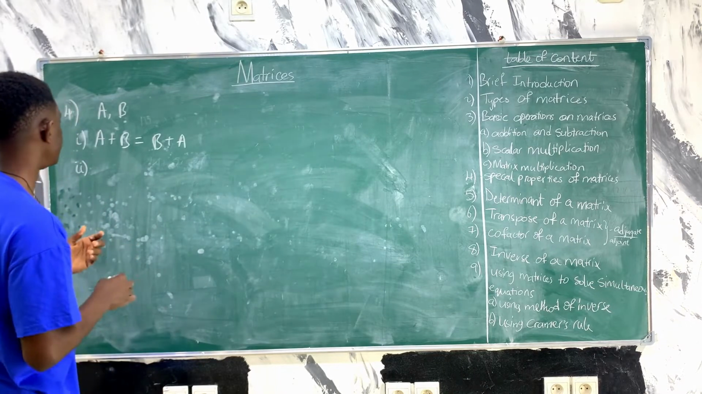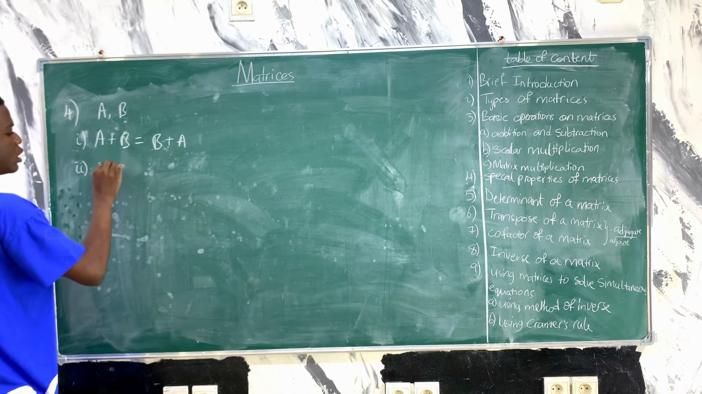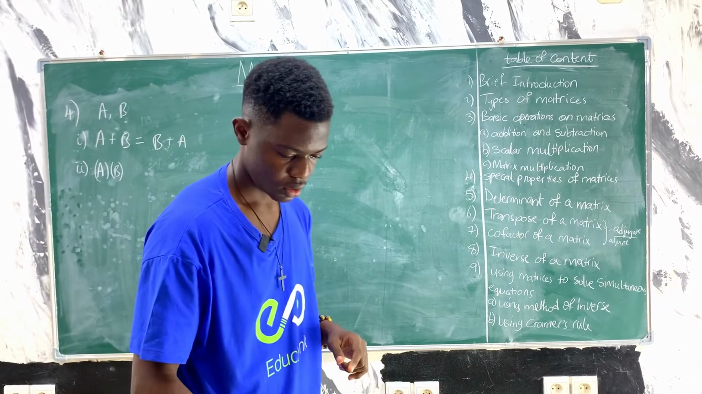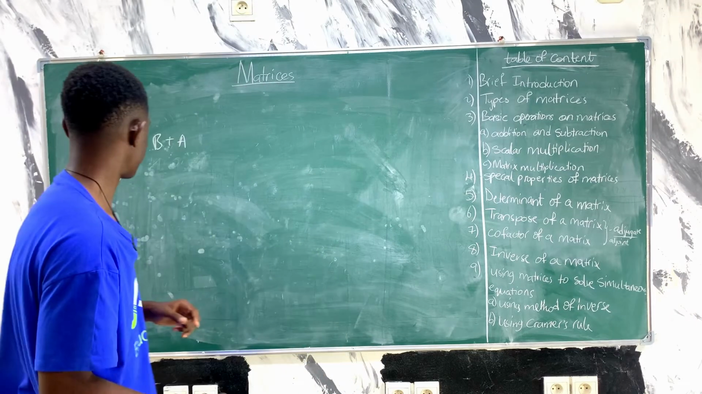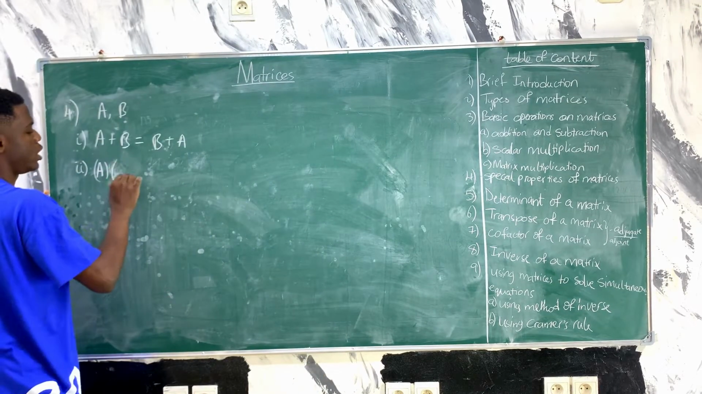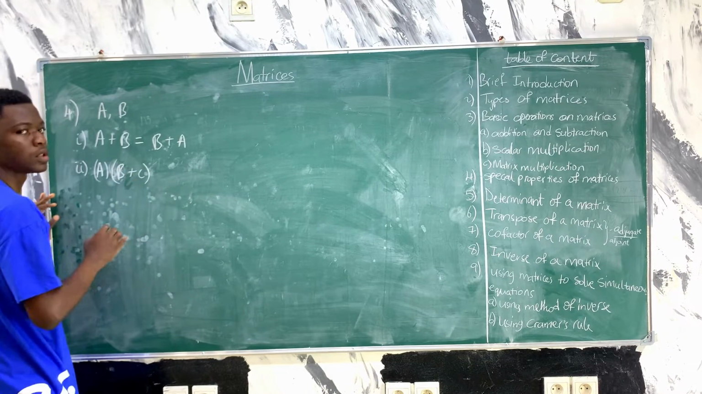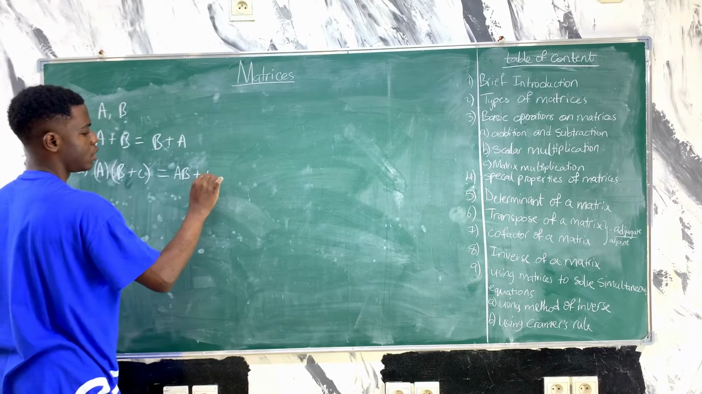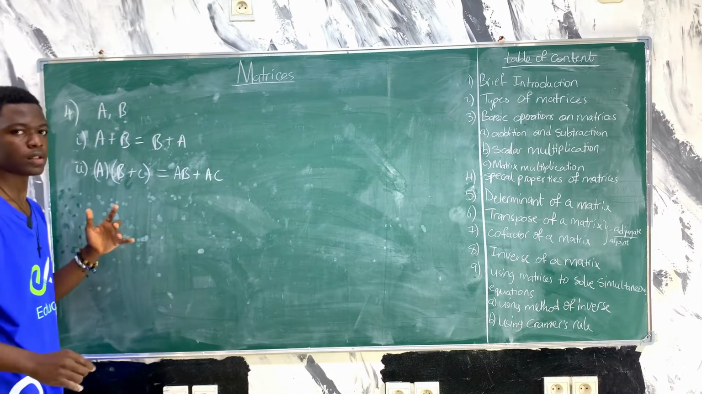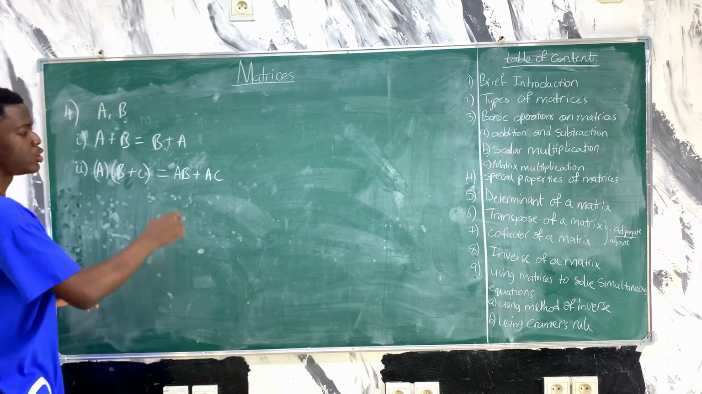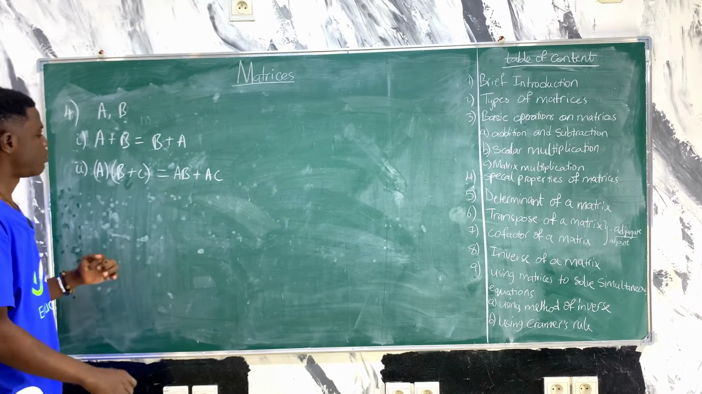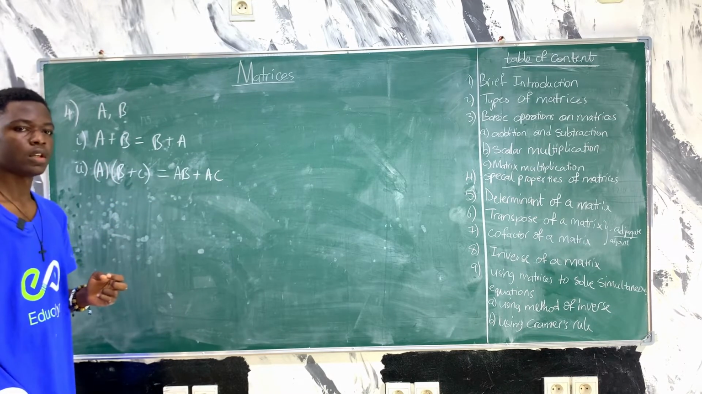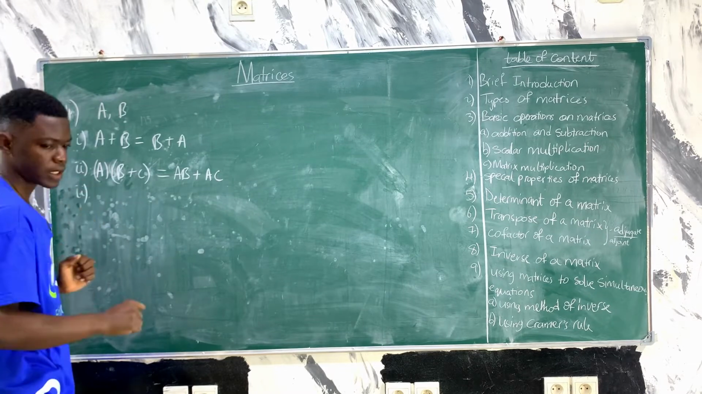Second property, A times B plus C, actually A into B plus C, is equal to AB plus AC. This is the distributive property. So if you have a matrix A into B plus C, you have AB plus AC, that is the distributive property.